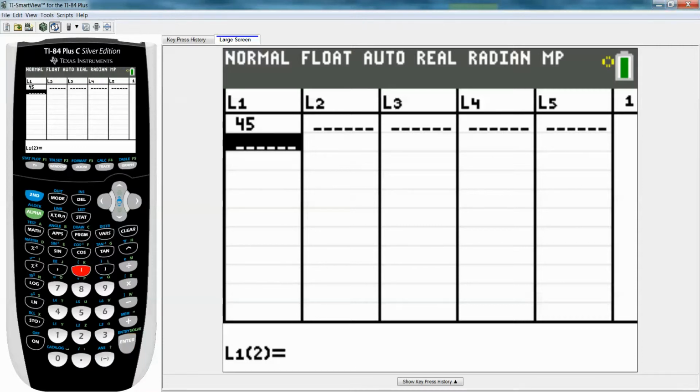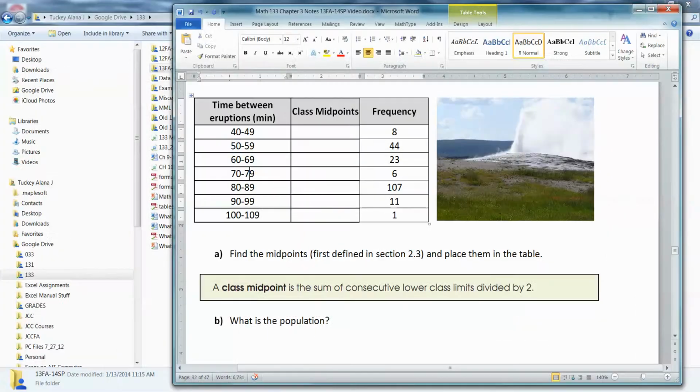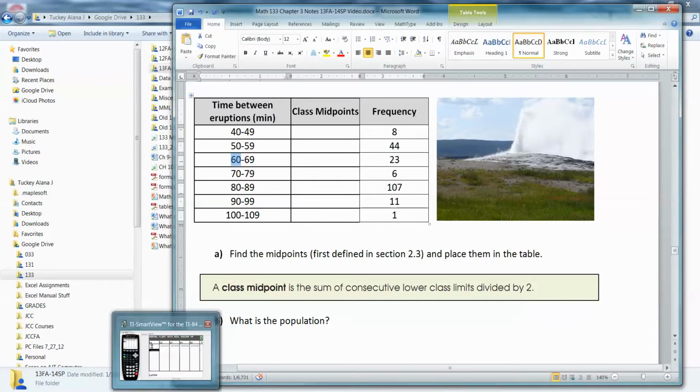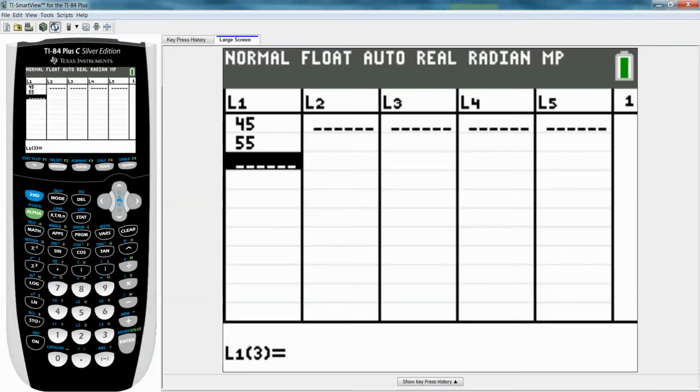Now if I was going to do it again, 50 plus 60, because the next one's at 60, close parentheses, divide by 2. Now you might notice these are 10 apart, which makes sense because look, 40, 50, 60, they're all 10 apart. All right, so if they're all 10 apart, then won't that just make all these 10 apart? And the answer is sure that will.